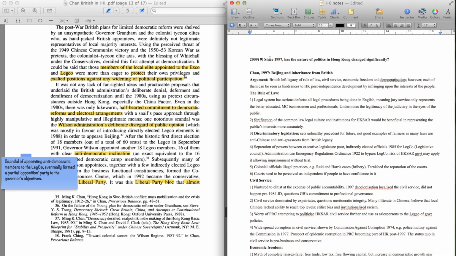So this little note here is helping me answer this question because it shows me that, actually, it turns out that anti-democratic members were present within the LegCo even before China came around, and China just exploited that factor. So it was actually more a result of the British administration laying the foundations that China was able to use to its advantage. Great. Okay.